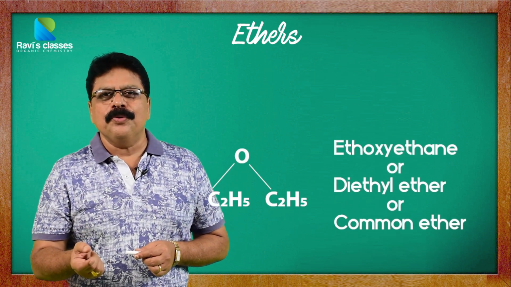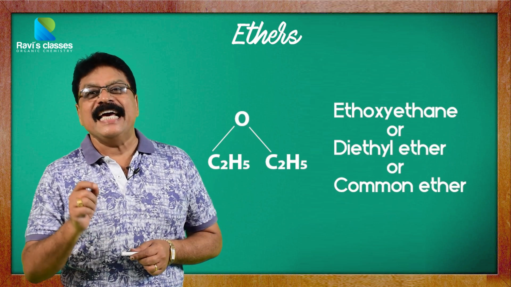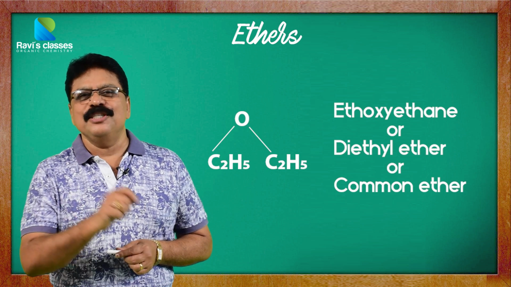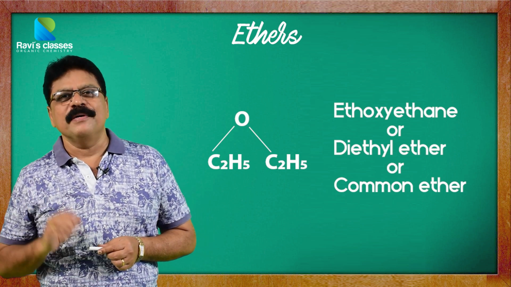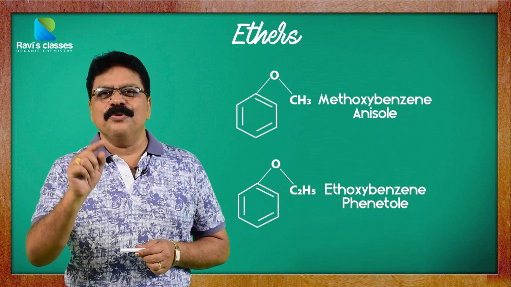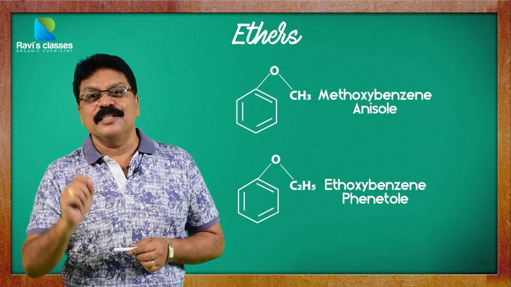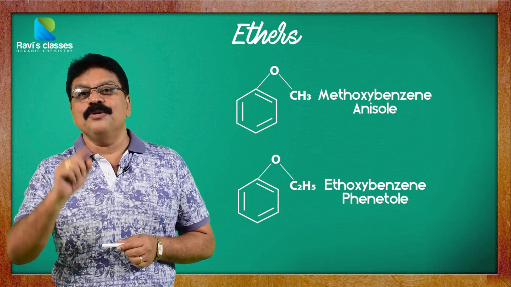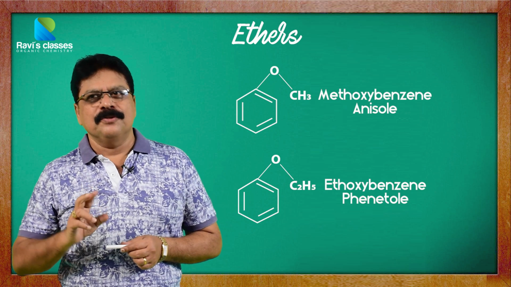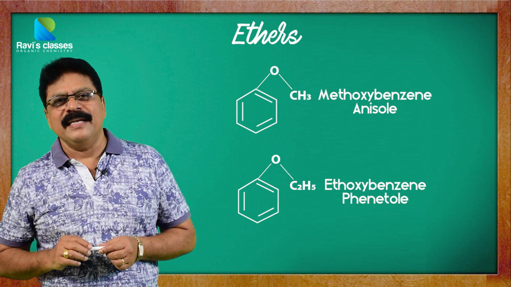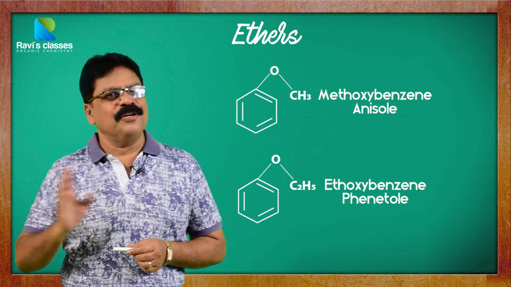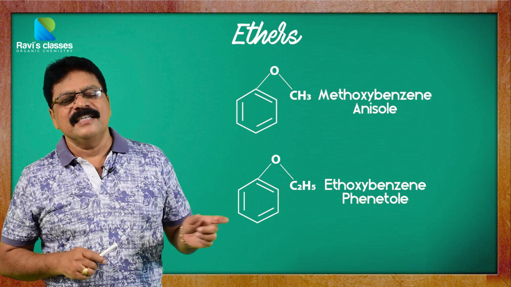Another few old names have to be remembered. One is diethyl ether. That is a common ether that we use in the laboratory. Diethyl ether is C2H5OC2H5. Similarly, anisole. Anisole is a benzene ring with OCH3. It is methoxybenzene. Benzene ring with OC2H5 is called phenetole. It is ethoxybenzene. These are two important aromatic ethers that we come across, and these names have to be known because we will be using them in certain reactions.